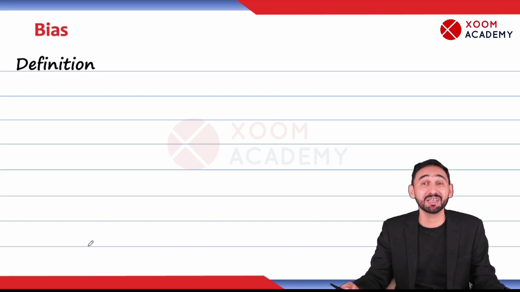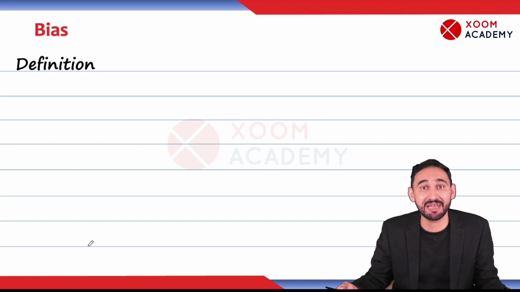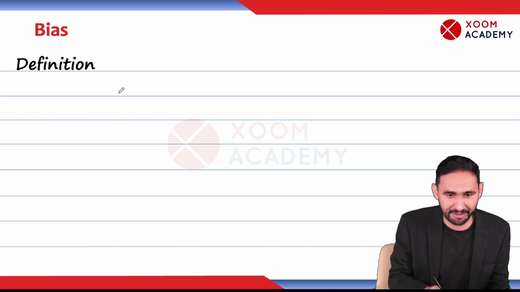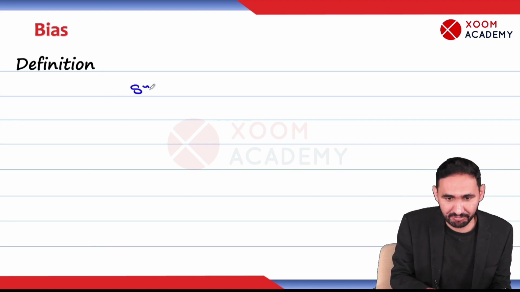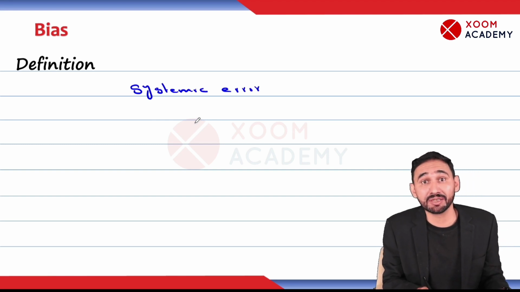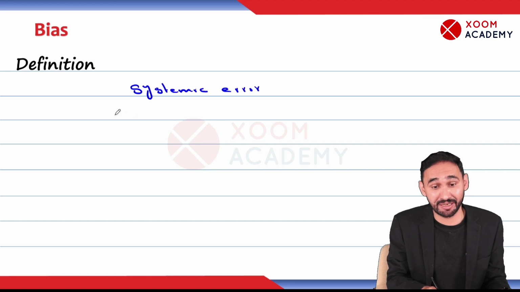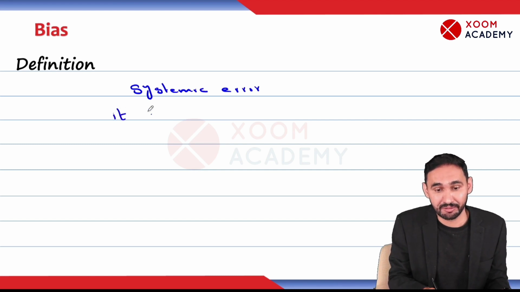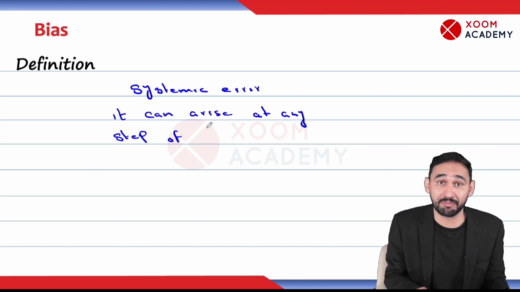Let's start with bias. What is bias? Bias is an error. It's a systemic error. So we can define bias as a systemic error. It will affect the outcome of the study. It can arise at any stage or at any step of study. A study has multiple steps. At any step, bias can arise and can affect the outcome of the study.